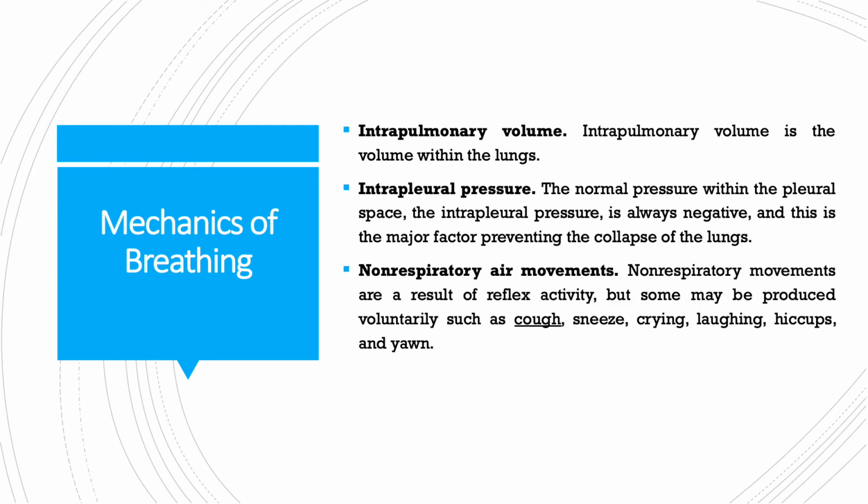In continuation of the mechanism of breathing, now intrapulmonary volume. What is the intrapulmonary volume? Intrapulmonary volume is the volume within the lungs. Now intrapleural pressure, the normal pressure within the pleural space. The intrapleural pressure is always negative, and this is the major factor preventing the collapse of the lungs.